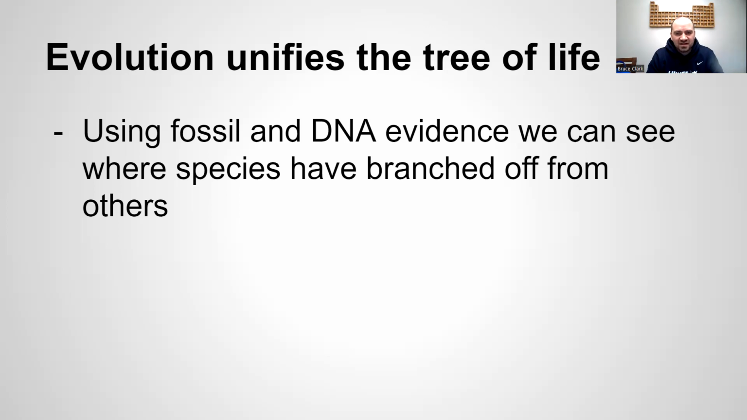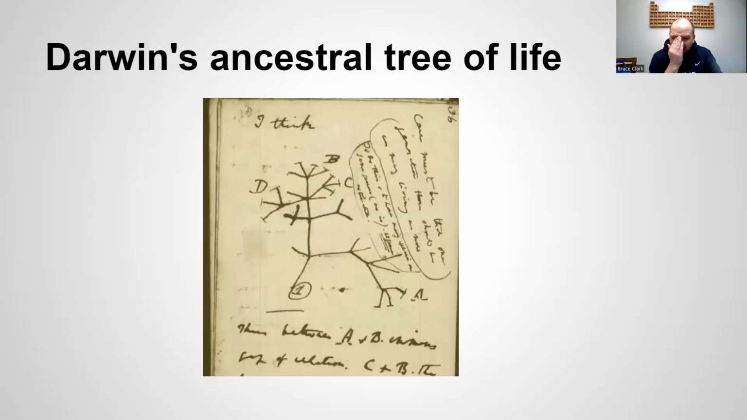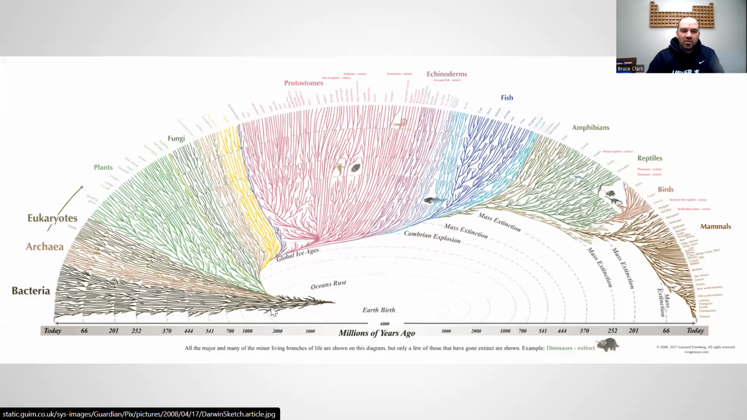Using fossil and DNA evidence, we can see where species have branched off from others. It's not that they came from one particular species, but their paths diverged however many years ago. Darwin was onto that idea. There's a sketch of his, the idea that by point D over here, there's some kind of ancestral finch that eventually branched off into three different species of finches. Here's a little bit more robust evolutionary tree with what we have today.